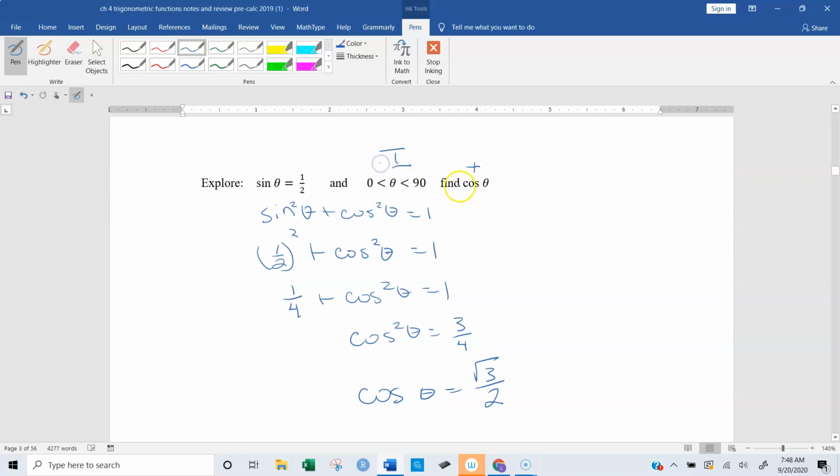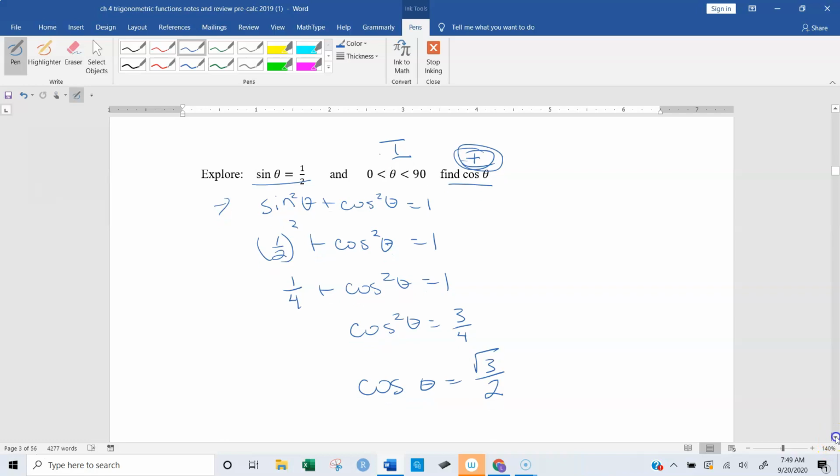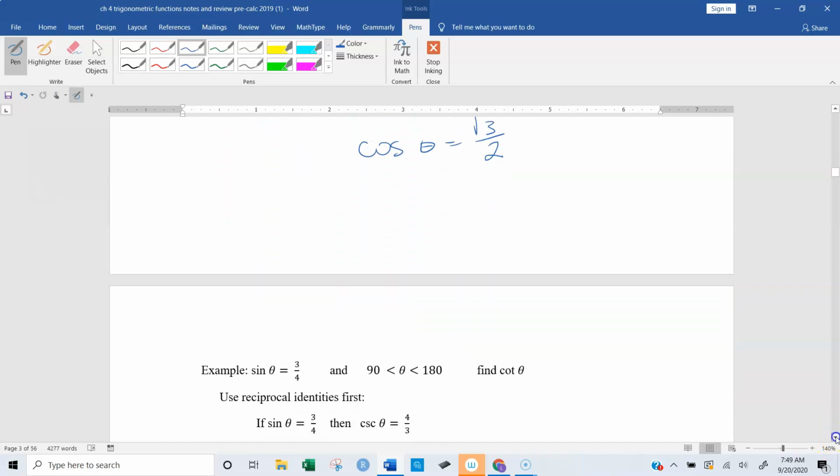Since you're in quadrant 1, everybody's positive, so the value must be positive when we're done. We were given sine, asked to find cosine, so we're going to use the first one again. Plugged it in, you got 1/4. You subtracted it over, you took the square root of both sides, square root of 3/2, using the positive value because that's what it told us to do. Hope you did a good job.